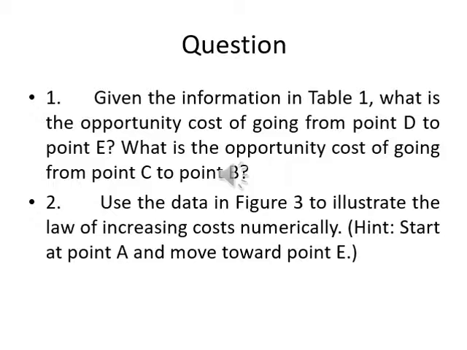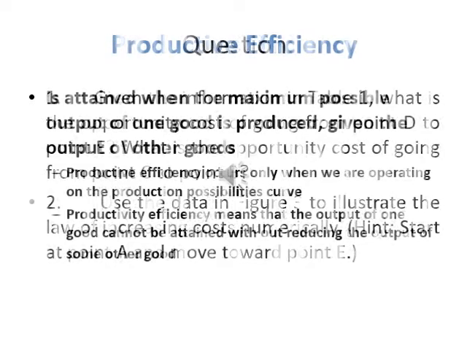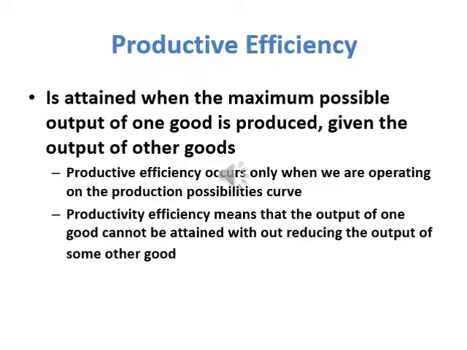Productive efficiency is attained when the maximum possible output of one good is produced, given the output of other goods. Productive efficiency occurs only when we are operating on the production possibilities curve. Productive efficiency means that the output of one good cannot be increased without reducing the output of some other good.